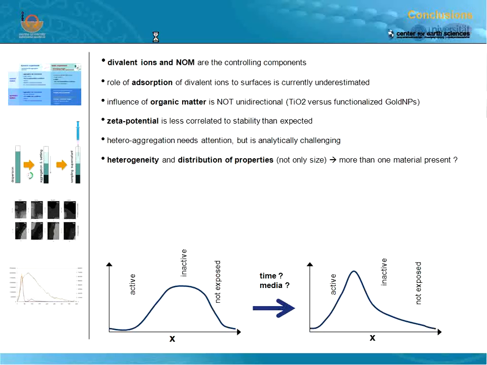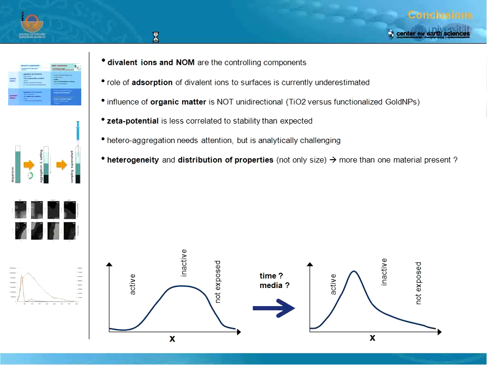Heteroaggregation, of course, needs a lot of attention, and we should start now to make up our minds how we can tackle these, especially with which kind of analytical technique we can tackle that, because dynamic light scattering and static light scattering are just off because we have different entities in there, and we can't distinguish them from each other.